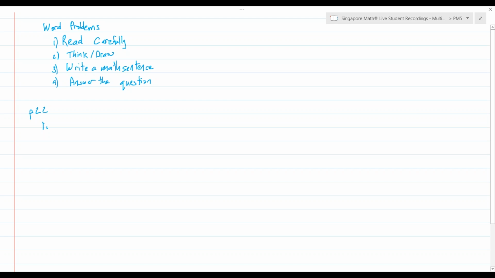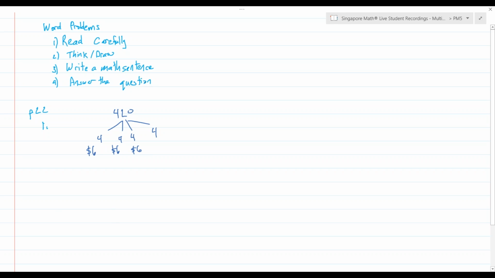It says Alicia bought 420 mangoes for $378. She packed the mangoes in bags of 4 mangoes each and sold all the mangoes at $6 per bag. How much money did she make? All right, so we've read it. Now we're going to think about taking the 420 mangoes and dividing it into groups of 4. Every group has 4 mangoes, and then each of those sells for $6 a bag. And the question is, how much money did she make?